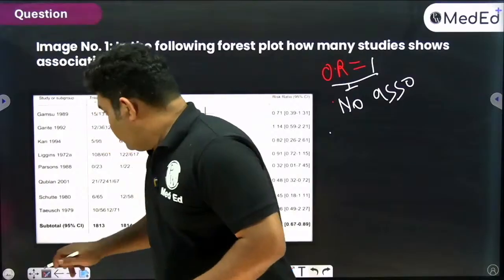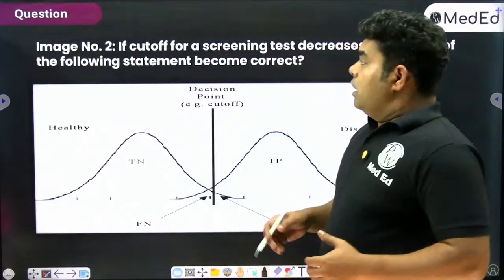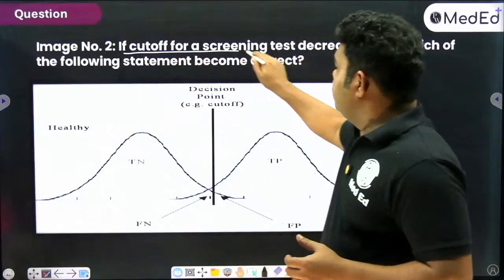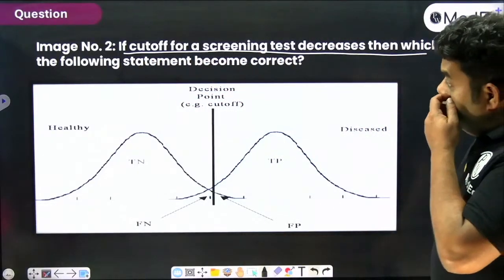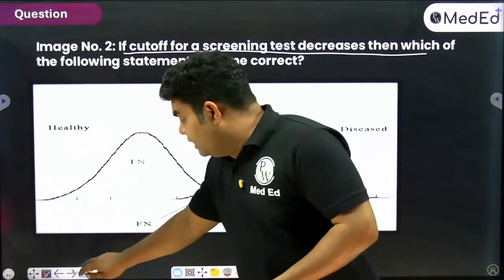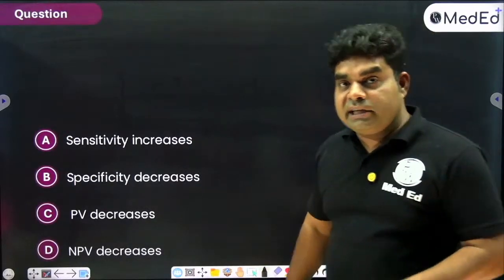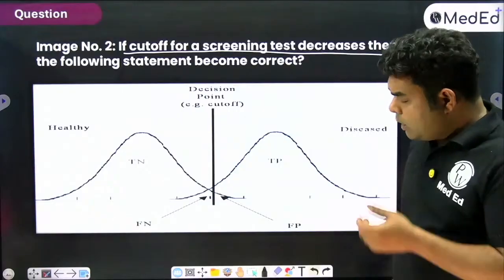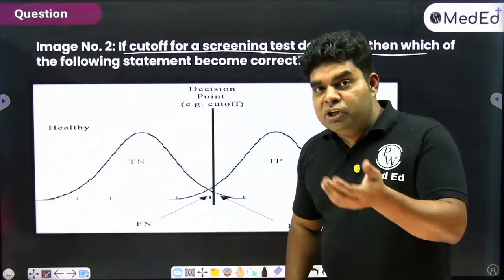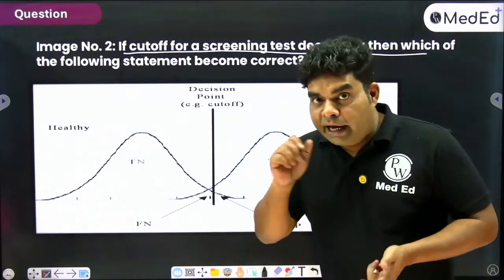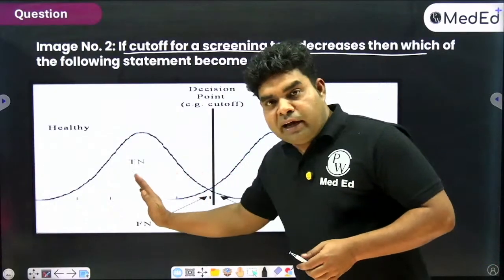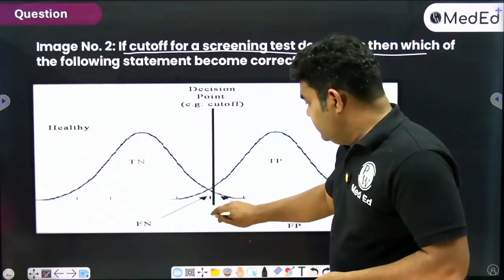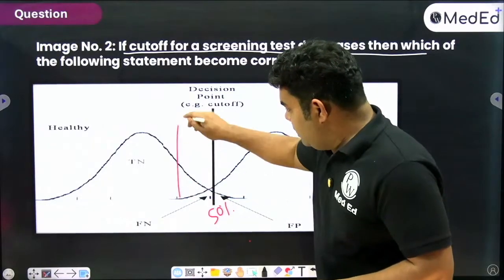Okay. Then this second question is asking that if we are decreasing the cutoff for a screening test, then what will be the effect of decreasing the cutoff on sensitivity, specificity, PPV, NPV? Let's take a very simple example of it. You all must know that in NEET PG, the cutoff is now 0 percentile. So if I am lowering the cutoff from 50 percentile to 0 percentile, what will be the effect?